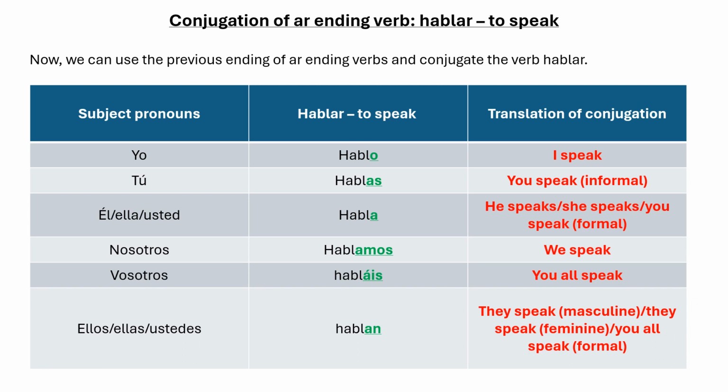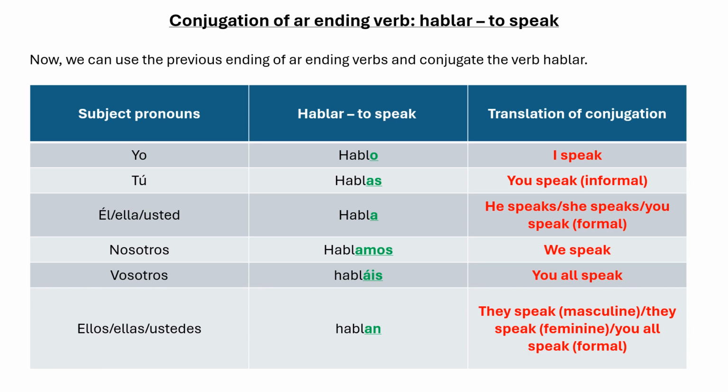What we do first is write HABL when we conjugate this verb. I'm doing this for the yo form, which means I. Then I will omit the AR and I will write O. I have underlined the ending O. I have put all the endings in green font and underlined them. Yo hablo will mean I speak.